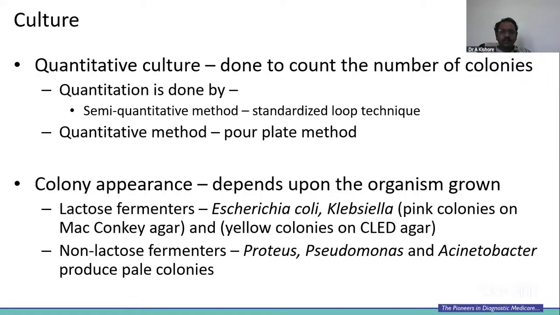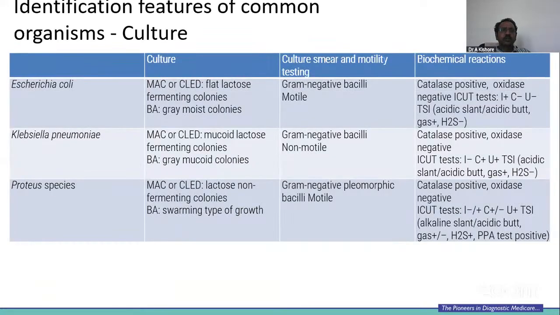Colony appearance: lactose fermenting and non-lactose fermenting colonies. I'll just tabulate and then show you various identification points also here. If it is Escherichia coli, on MacConkey agar you see lactose fermenting colonies, yellow and also pink colored colonies, whereas on blood agar they show gray moist colonies. On smear they are gram-negative bacilli which are motile, and there are various biochemical reactions that you do: indole, citrate, urease, and triple sugar iron test. They show various characteristic features.